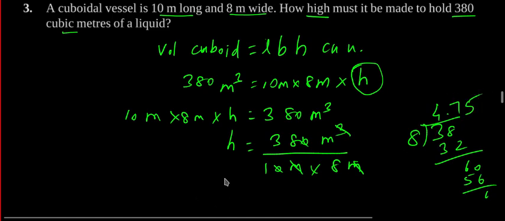So H is equal to 4.75. 1 meter is left over. So the height of this cuboidal vessel will be 4.75 meter. Okay. So the volume of the cuboid is L into B into H. If we substitute and simplify, we will get the height of the cuboidal vessel.